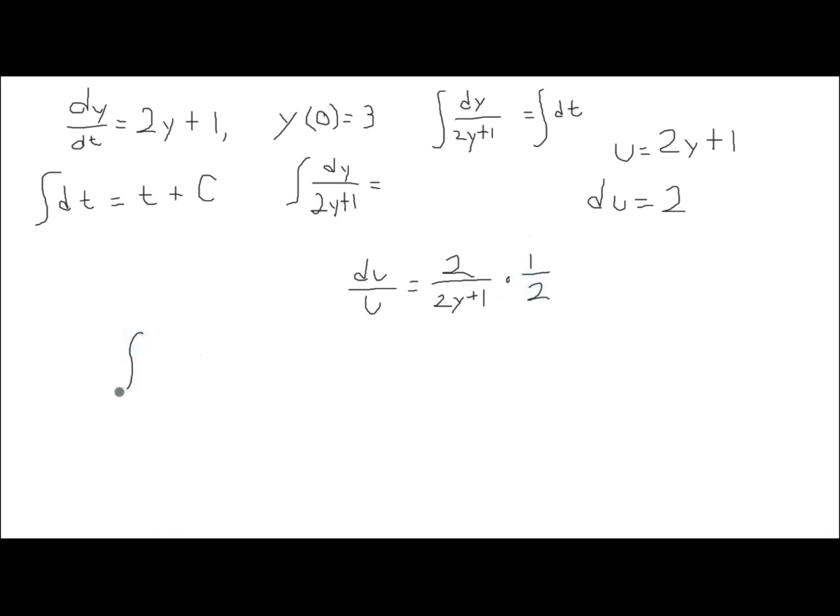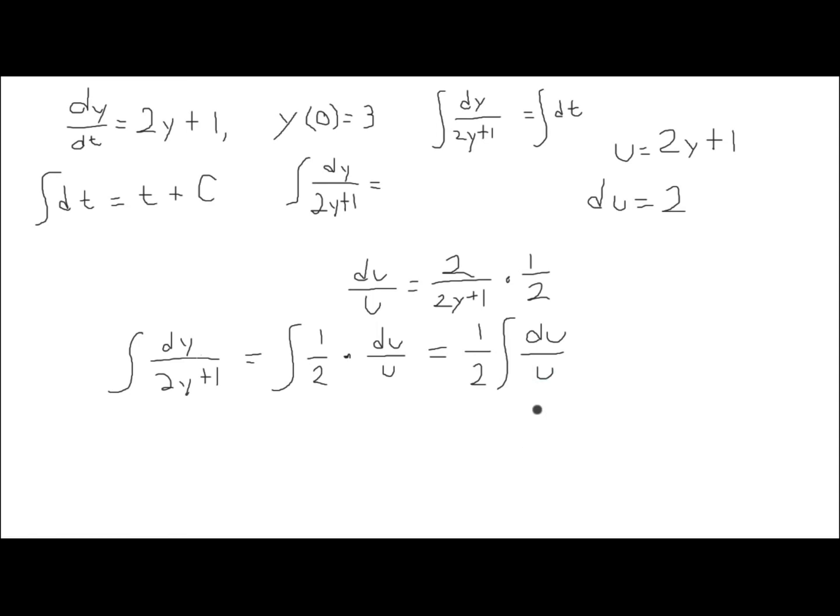And as a result, we can say that the integral of dy over 2y plus 1 equals the integral of 1/2 times du over u. One rule about integrals is, with a coefficient, you can move that out in front of the integral. So that would be 1/2 times the integral of du over u.